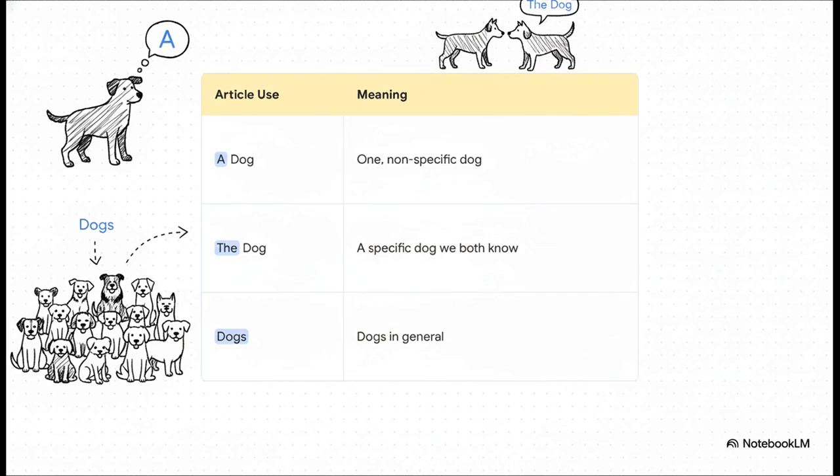And this slide right here really just brings it all home, doesn't it? A dog is any single dog, doesn't matter which one. The dog is that specific one we both know about, and dogs refers to all dogs, the whole idea of dogs. 3 simple choices, but each one has a really precise and powerful meaning.